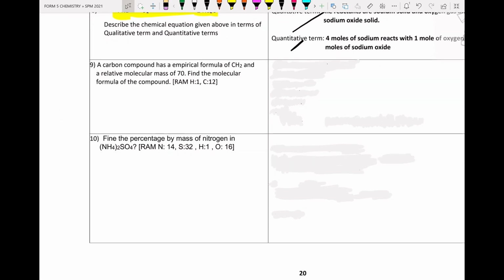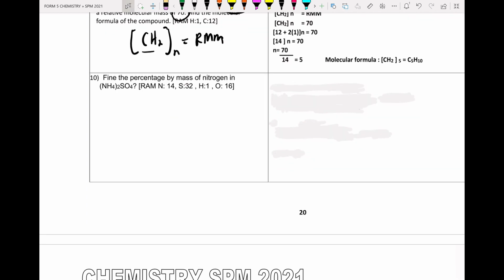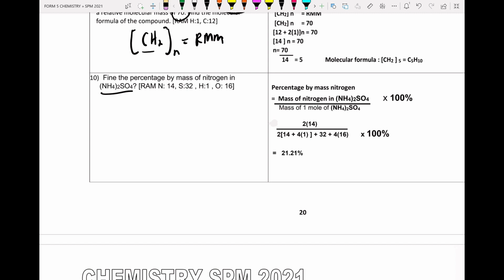All right, next we go for a calculation. How to find the molecular formula when the empirical formula is given? Open bracket, write down the empirical formula, put the n symbol, and write down the RMM value given here. From here, apply the RAM into the empirical formula and find the answer, which is given here. All right, how to calculate the percentage of nitrogen in ammonium sulfate? We take the mass of nitrogen in ammonium sulfate, divide by the RMM of ammonium sulfate, times 100%. Here we try this one, and we find the answer is here.